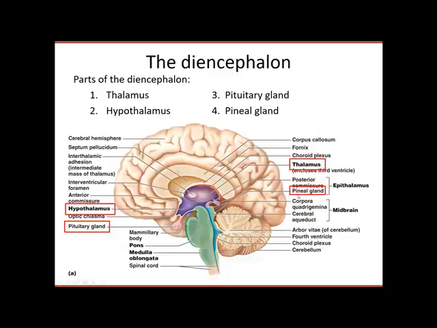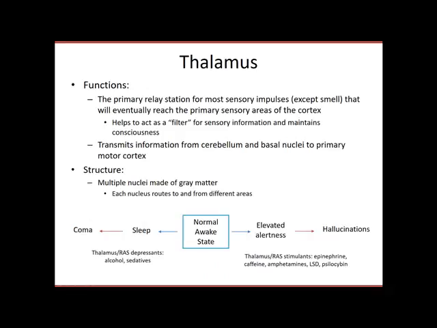So let's take a look at the thalamus first. Notice that the thalamus is right in the center, so it receives information coming in from the brainstem and the spinal cord, and information going out from the cerebrum to the brainstem. Because it's so centrally located, it's the primary relay station. It's the area of the brain where most of your sensory information comes through. Everything but smell, in fact.